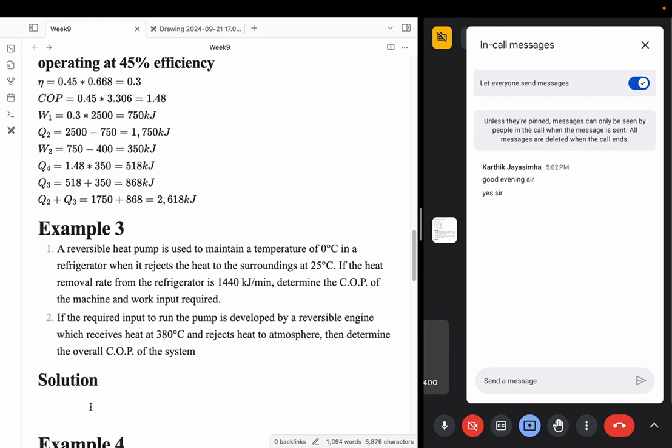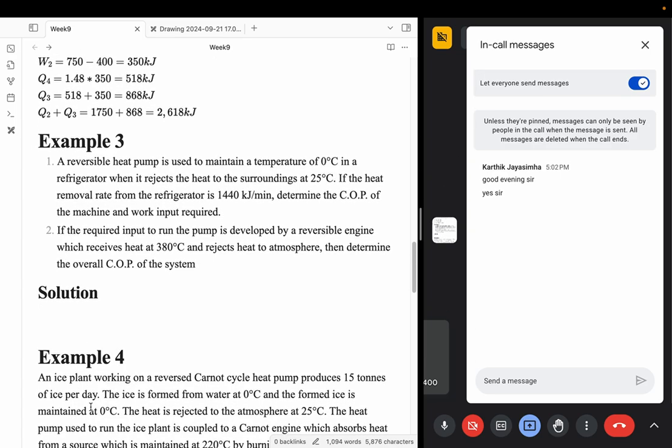Yes. This problem is about a heat pump. Unlike a refrigerator where you focus on where heat is removed from, in a heat pump you focus on the other end of the Carnot cycle, where the heat is rejected to. So this is used to maintain a temperature of 0 degrees Celsius in a refrigerator when it rejects the heat to the surroundings at 25 Celsius. If the heat removal rate from the refrigerator is 1440 kJ per minute, determine the COP of the machine and the work input required.